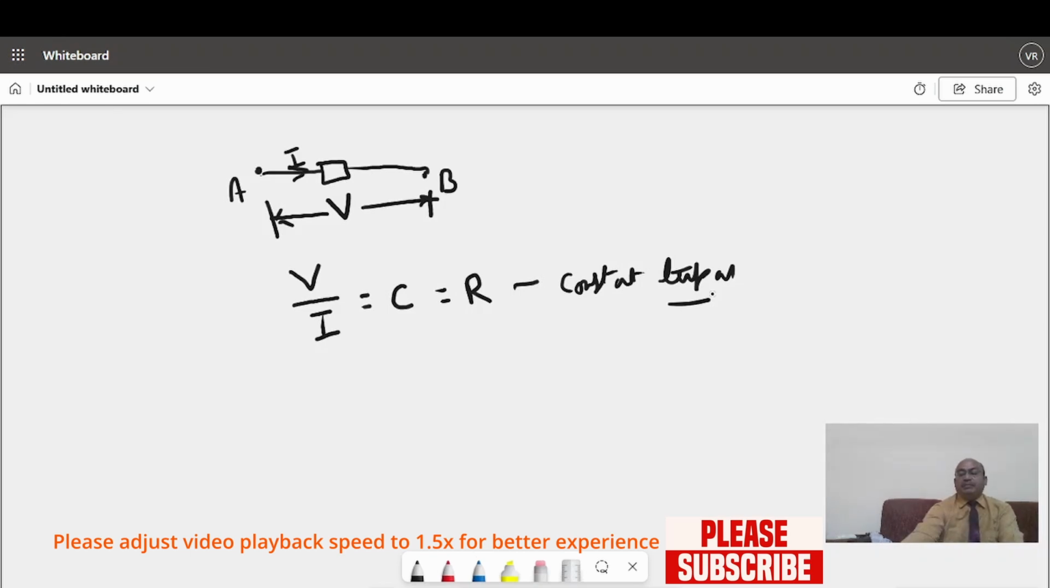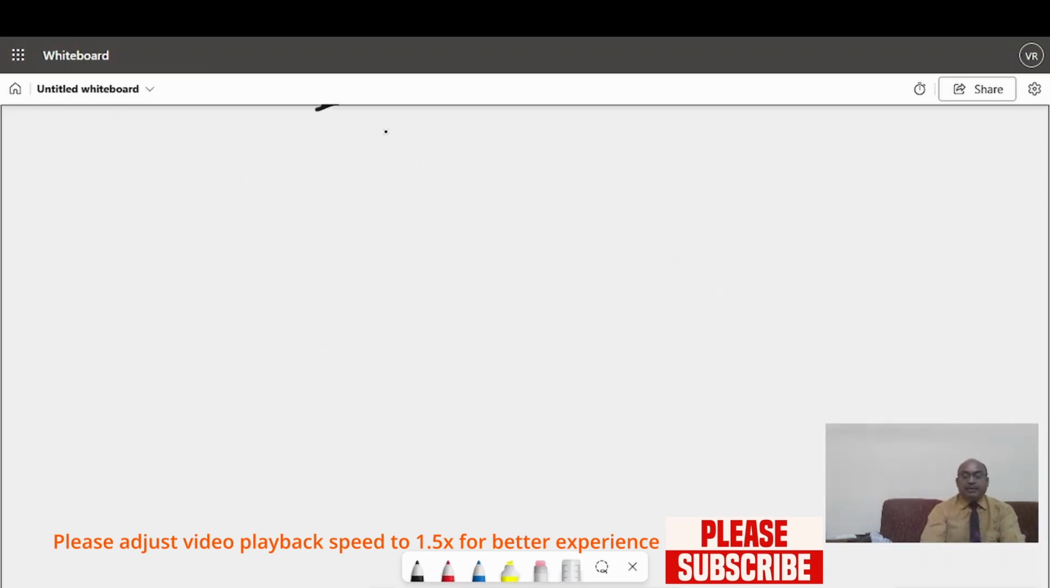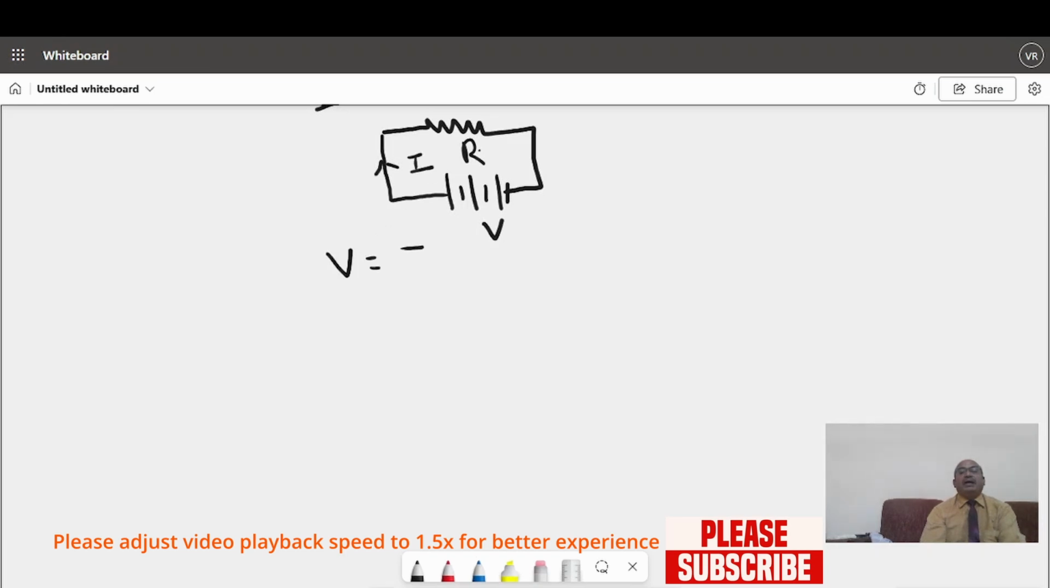For example, last class we discussed the resistance. This is the resistance applied to a voltage. This is V or E, this is R, and current I is flowing. So V is equal to IR, current into resistance. Similarly, if you want I, it is V by R. Like that you can convert.